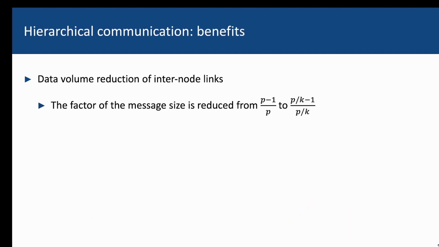The benefit of this strategy is that inter-node data volume is reduced, as shown in the previous example. More specifically, the factor of message size is reduced from (P minus 1) divided by P to (P divided by K minus 1) divided by (P divided by K), where K is the number of devices on each compute node. Based on our analysis, the size of the data is reduced around 11 to 46% for the 10 billion parameter model and 50 billion parameter models.